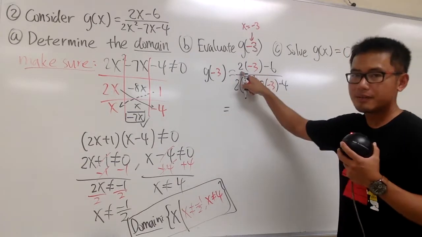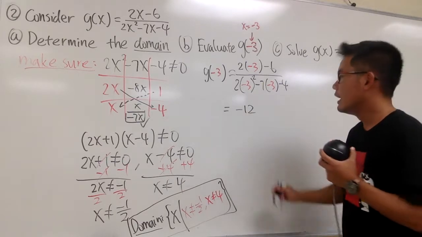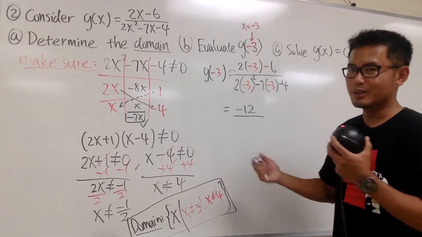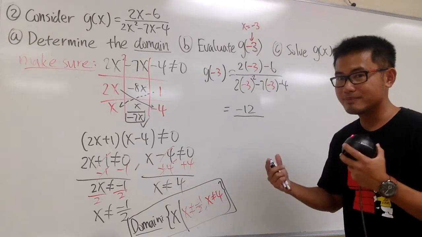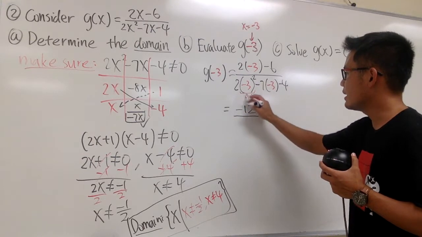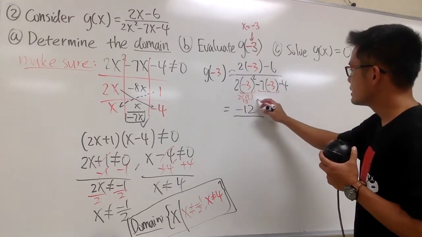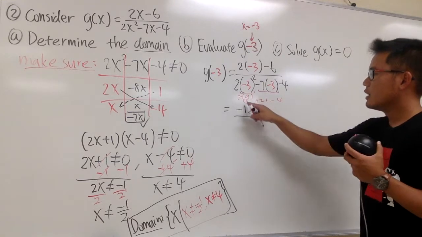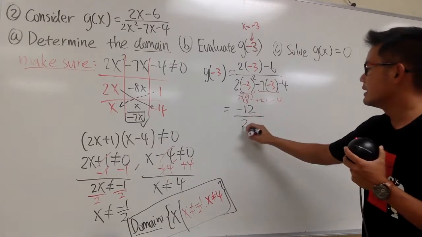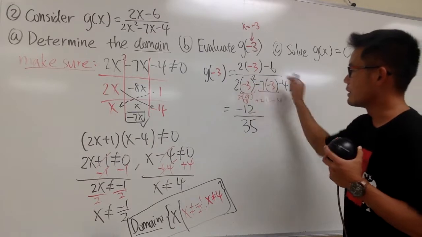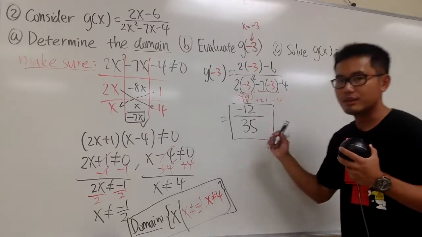Okay, on the top, let's see what we have. 2 times negative 3 is negative 6, and then minus 6 is negative 12, right? And then on the bottom, do this carefully, or you can just use a calculator along the way if you would like. But you see, this right here, negative 3 squared is going to be negative 3 times negative 3, which is positive 9. And then you multiply by 2, so this is actually 18, okay? And you see this right here, negative 7 times negative 3 is positive 21, and then we minus 4. 18 plus 21 is positive 39, and then minus 4 is going to be 35. Okay, so these numbers are for the bottom, and I don't think we can reduce, so therefore this is it. It is equal to negative 12 over 35.